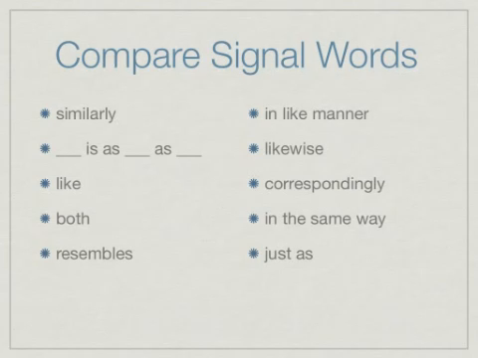There are different signal words, and the ones on this screen specifically go along with compare, comparison. Those signal words include, but are not limited to, similarly, blank is as blank as blank, like Joe is as tall as Bob, like, both, resembles, in like manner, likewise, correspondingly, in the same way, just as. Those, again, are signal words associated with compare.